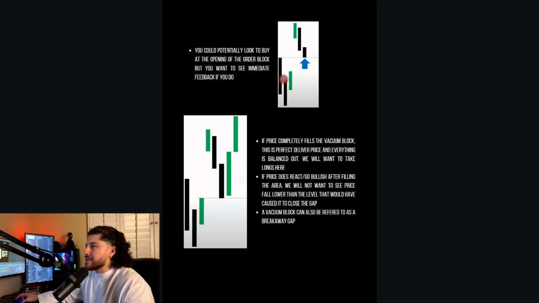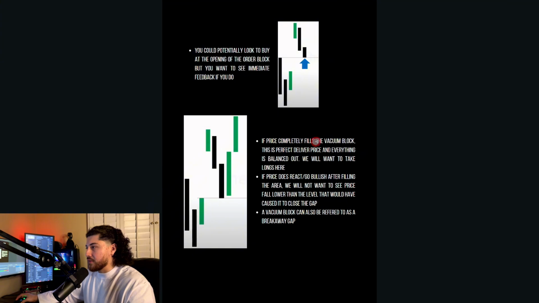So if you don't realize this, this is a sell to buy move. Price could simply be coming back down, partially filling the gap, partially filling that vacuum block, but simply mitigating the order block to push on higher. Although that is a possibility, ultimately, if we are looking to long and make a move off of this play, we want to see immediate feedback. If we're not getting an impulsive move or immediate feedback off of this order block, then most likely price will want to push on lower and fill the gap a bit more.